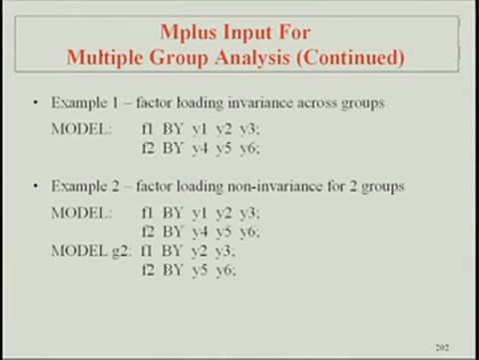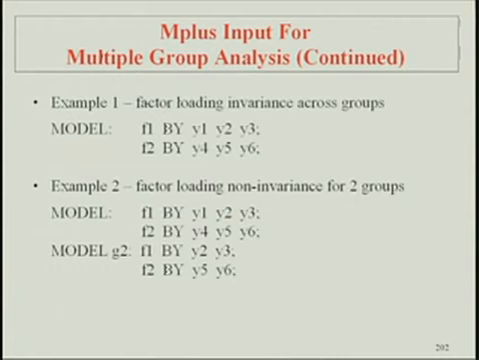Factor loading non-invariance is going to be that the factor loadings are not held equal across groups. So what we have to do here is in model G2, so that would refer to group 2, and let's say we have 2 groups, then you need to free the factor loadings. And you do that by mentioning them, just mentioning them in the group-specific model command. So we say F1 by Y2, Y3. That relaxes the equality across groups for Y2 and Y3. When we say F2 by Y5 and Y6, that relaxes the equality for Y5 and Y6.